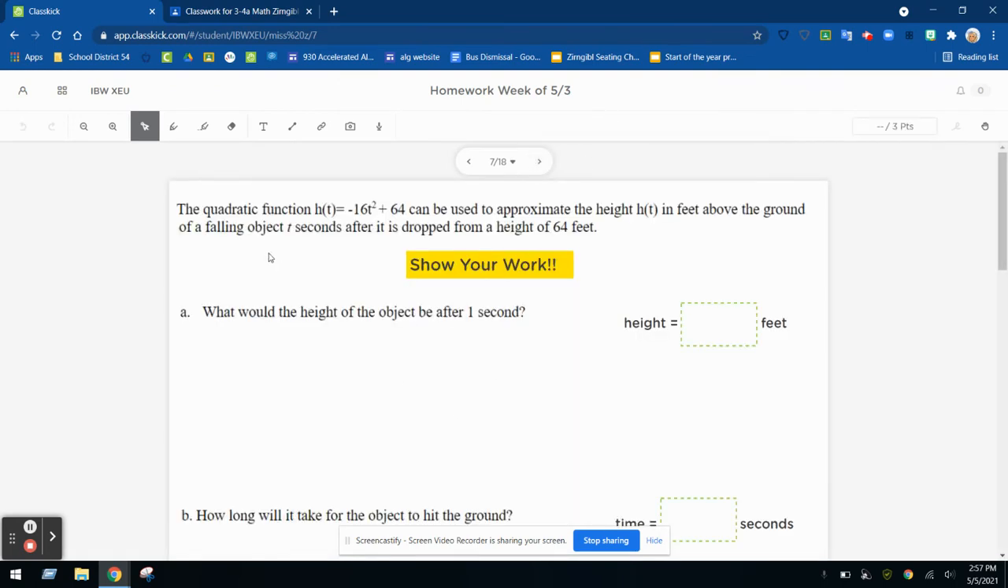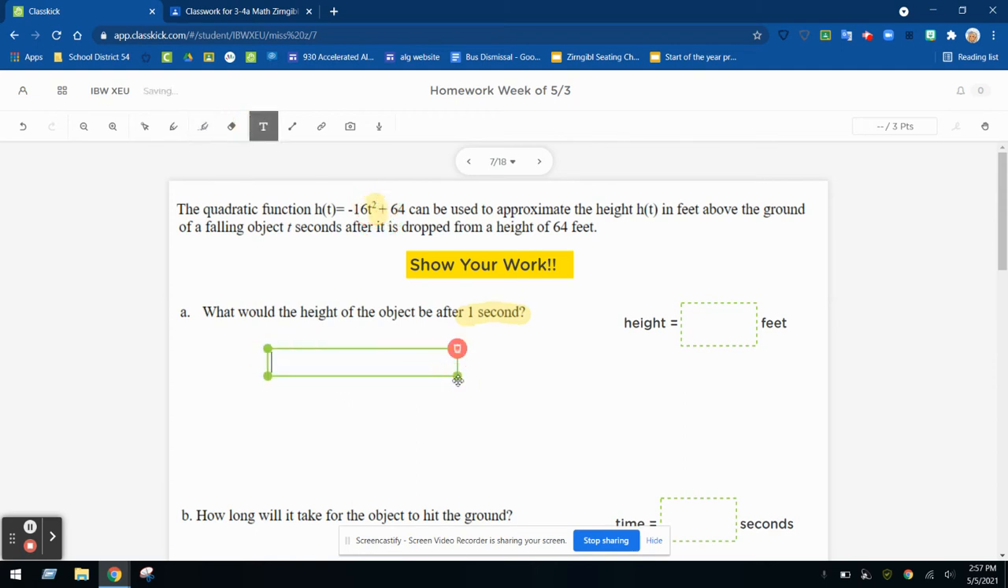Okay, so it says that the quadratic function h of t is equal to -16t squared plus 64. This can be used to approximate the height in feet above the ground of a falling object t seconds after it is dropped from a height of 64 feet. What would the height of the object be after 1 second? So I'm trying to think in this equation, what letter or variable is standing in for time? It's going to be t, right?